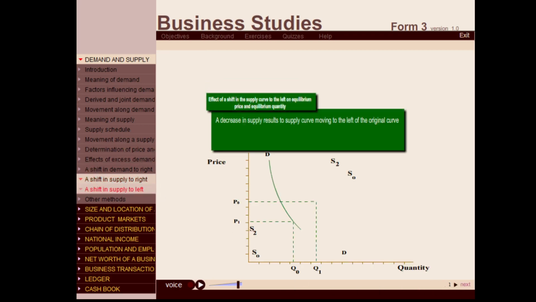Effect of a shift in supply curve to the left on equilibrium price and equilibrium quantity. A decrease in supply results to supply curve moving to the left of the original curve, leading to an increase in equilibrium price and a decrease in equilibrium quantity as shown in the diagram below.